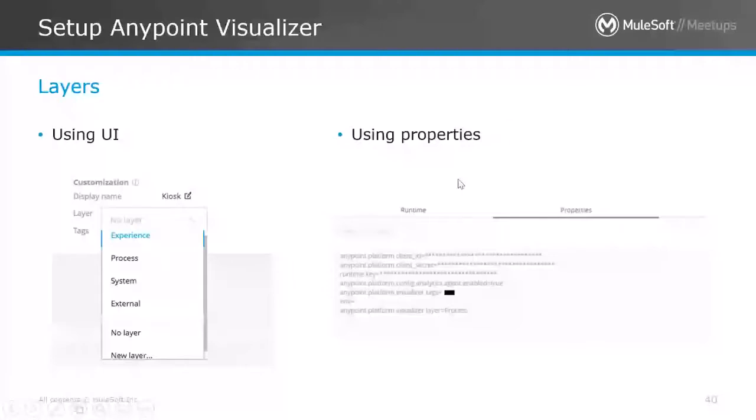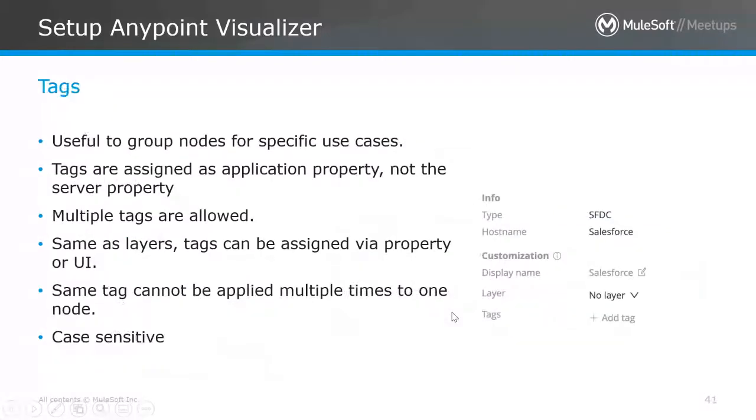And this is using properties: anypoint.platform.visualizer.layer, where I have assigned the value process. This is how you need to assign. Then the second thing is the tags. Actually, this is the third thing. First, to enable it, enable the monitoring. Second is to assign the layer, and third is to assign the tag.